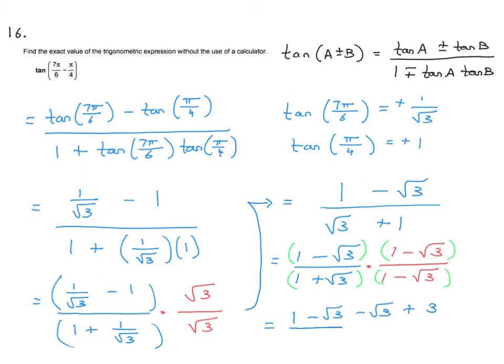I'm going to do the same procedure for the denominator. I'm going to multiply 1 by 1, so we get 1. I'm going to multiply 1 by negative root 3, which will give me negative root 3. I'm going to multiply root 3 by positive 1, so I get a positive root 3. And lastly, I have a positive root 3 times a negative root 3, so we get a negative, but also the number 3.